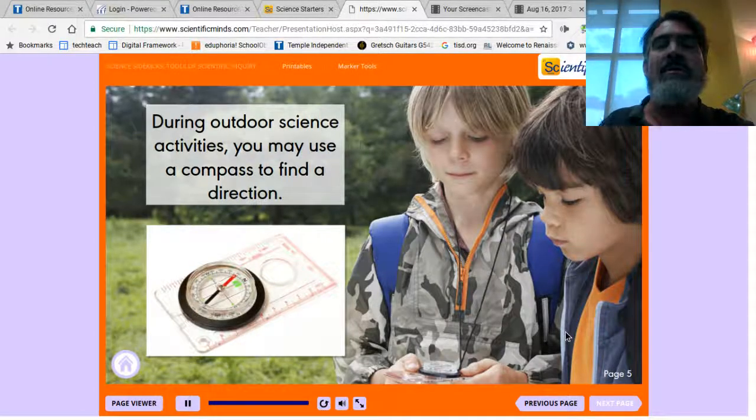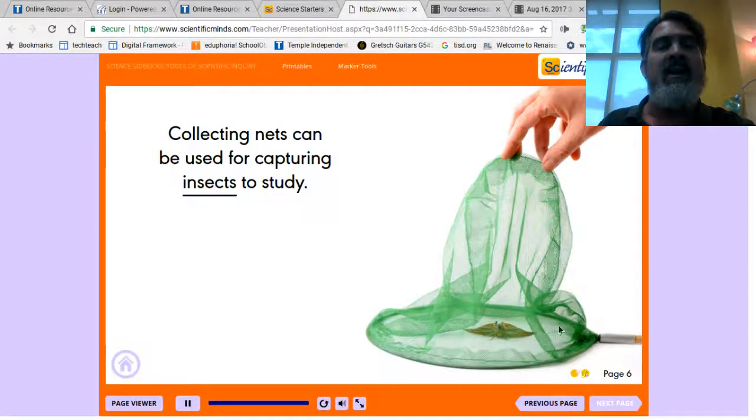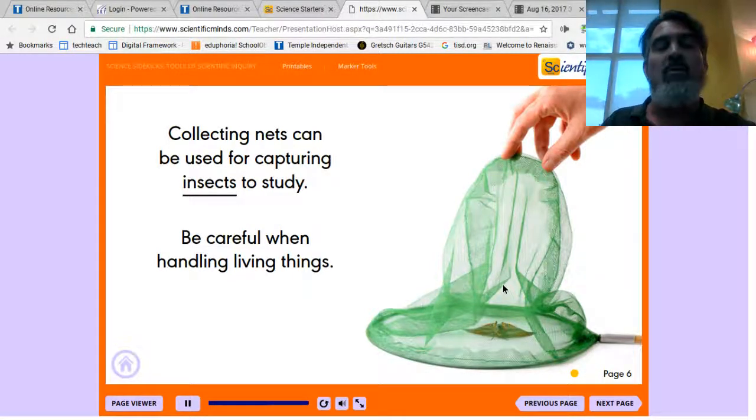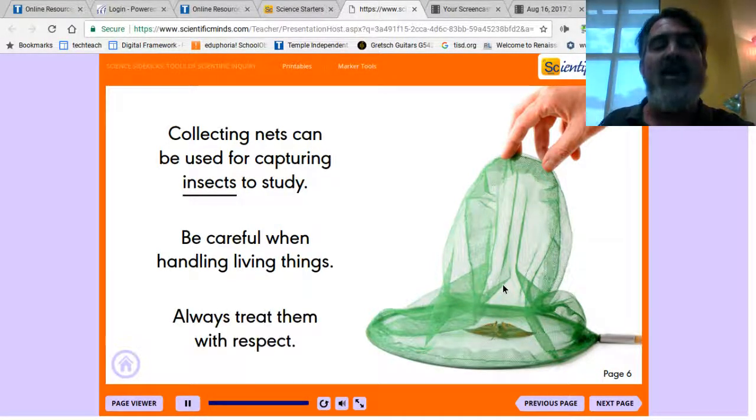During outdoor science activities, you may use a compass to find a direction. I kind of doubt we're going to be doing that this year outside, but you never know. Collecting nets can be used for capturing insects to study. So we're probably going to do something like that. Be careful when handling living things. Always treat them with respect.